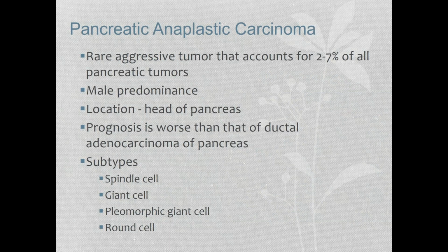And as I said, pancreatic anaplastic carcinoma is a rare aggressive tumor. It accounts for only 2 to 7% of pancreatic tumors. It's quite rare. Has a male predominance, and it's usually located in the head of the pancreas, as this was. The prognosis is worse than that of ductal adenocarcinoma of the pancreas, and there's different subtypes. This was a giant cell, but you can also have spindle cell and round cell types.